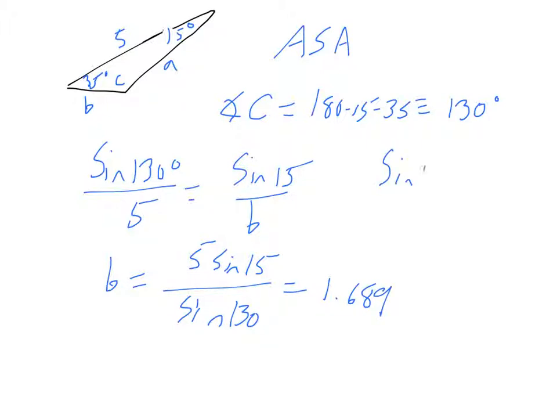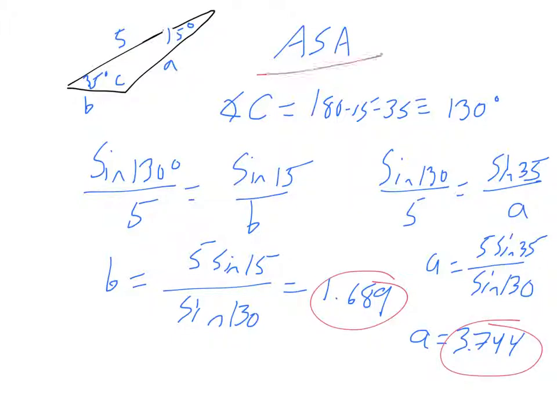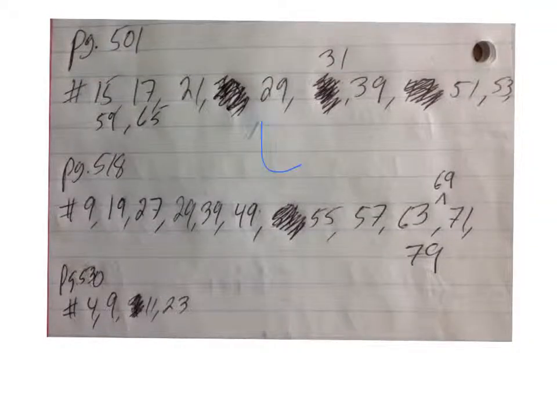And then I set up the other one. I can do sine 130 over 5 is equal to sine 35 over A. And so A will be equal to 5 sine 35 over sine 130, right? And we'll get for A 3.744. Right, so those are the two scenarios that we want to know about, if we have an ASA triangle or if we have an AAS.